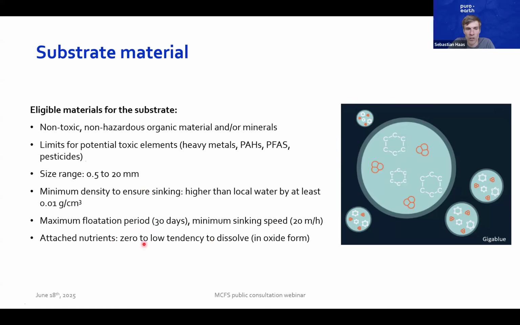And the nutrients attached to the substrate need to have a very low tendency to dissolve, so they wouldn't spread out in the surface water, but attract the phytoplankton to the substrate rather than just fertilizing the surface ocean.